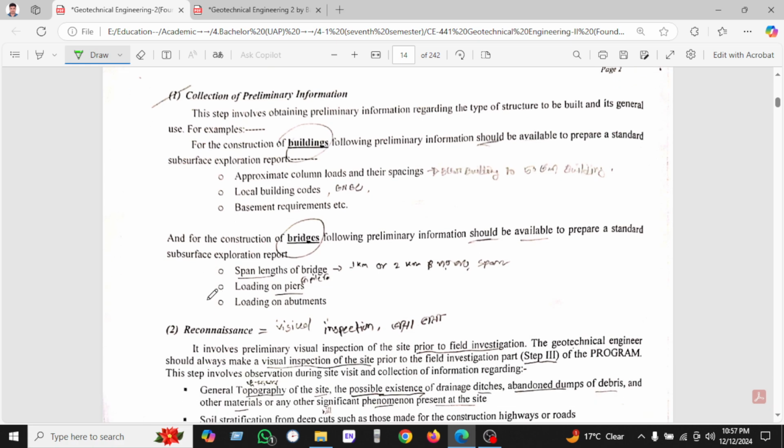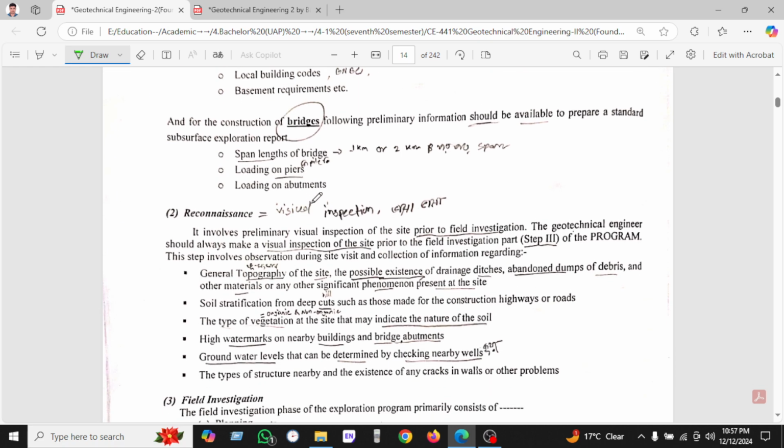Okay, here we can see the collecting process. For the construction of a building, we need the estimated column load and their spacing, and the local building code such as ACI 318, ASCE 7, BNBC, IBC, and so on, and basement requirements. And for a bridge, the span length of the bridge, the loading on piers and the loading on abutments.